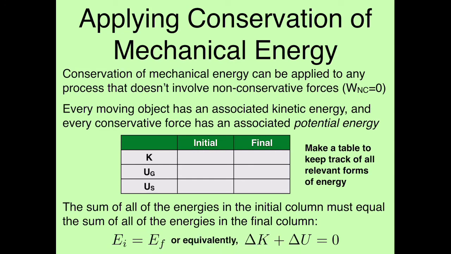Okay, so what I would suggest is to make a table to keep track of all the relevant forms of energy in your system. So anytime you have a moving object in your system, you know you have some kind of kinetic energy to worry about. And if you have a conservative force that's acting on your system, you know you have a potential energy to worry about. So in your table, this is what it would look like.